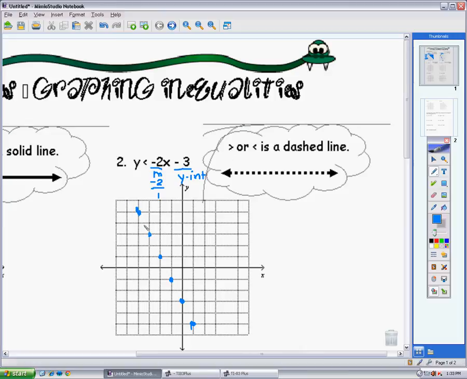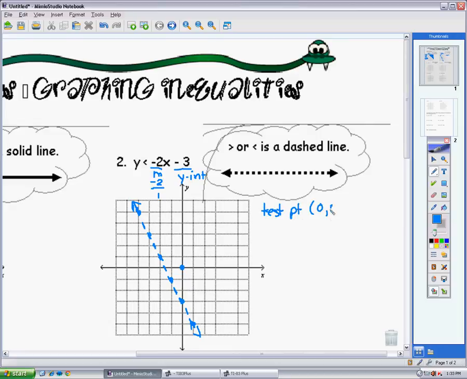Okay, that's going to be similar to our open dot that we had on our number line. Okay, and what that means is that all of the solutions go up to this line, but they don't include them. So all of these points that I just plotted are not solutions to the inequality. Now again, we will have to use a test point. So test point, again, I can use 0, 0.